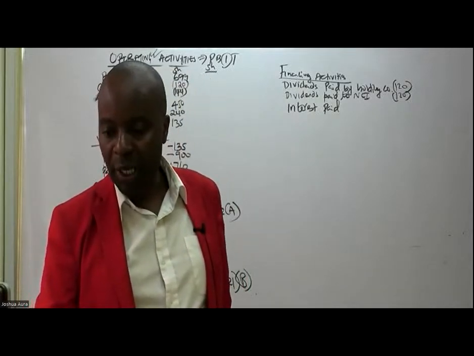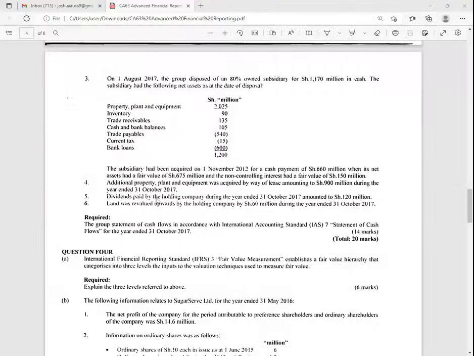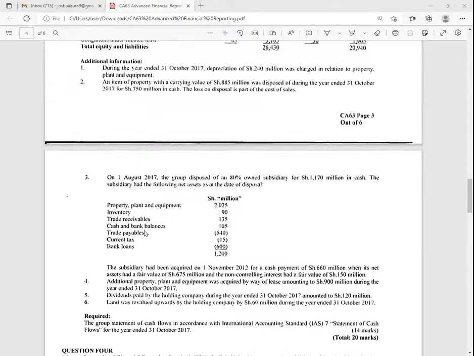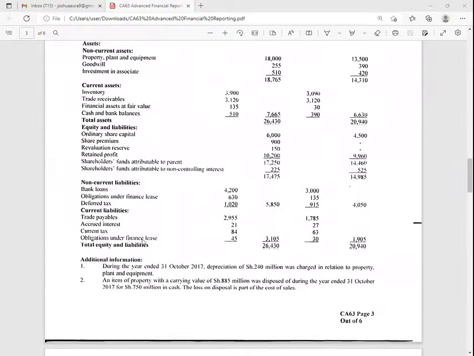Look at the interest obligation. Fortunately, I can see here on note number 3 we don't have interest. So for the interest obligation, I can see the accrued interest here, 27 versus 21. So interest paid is quite easy.